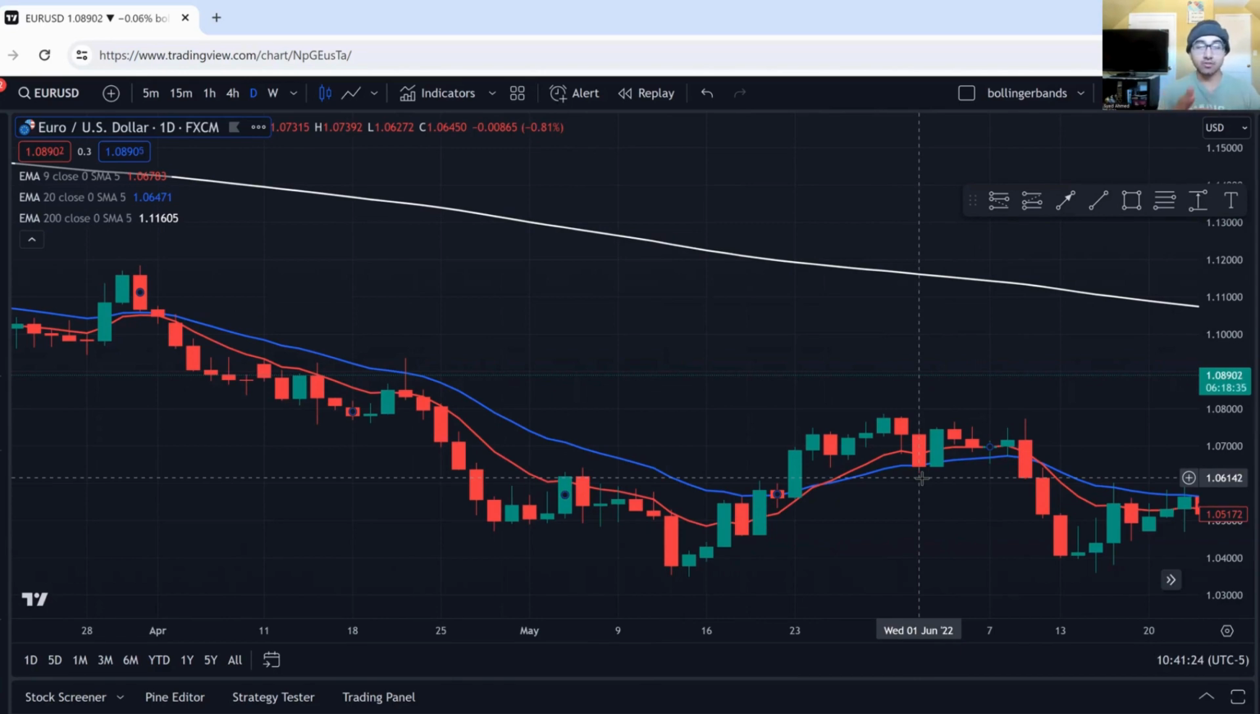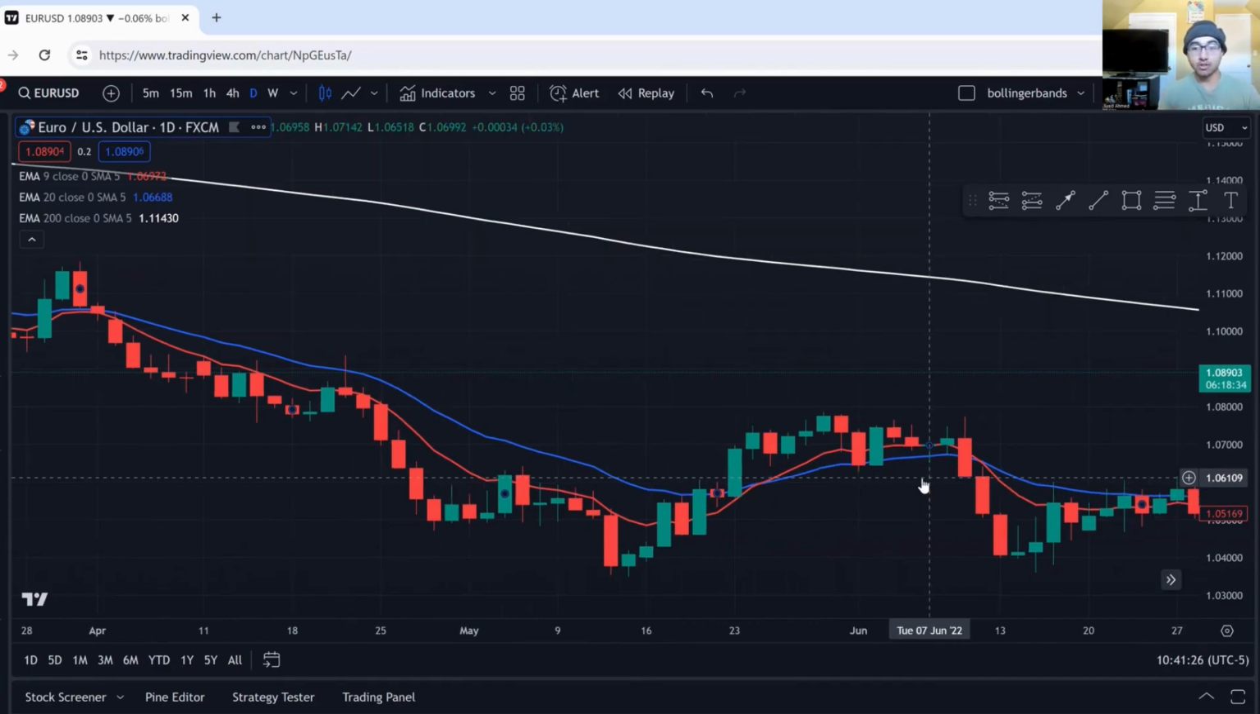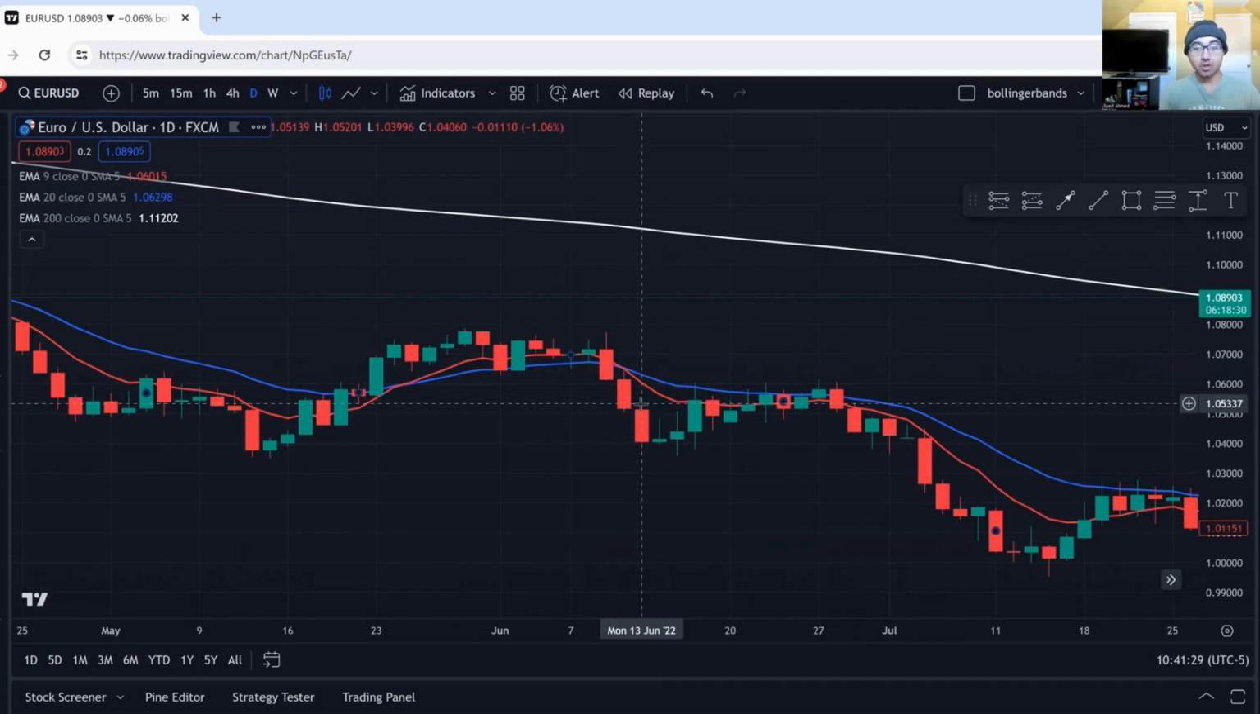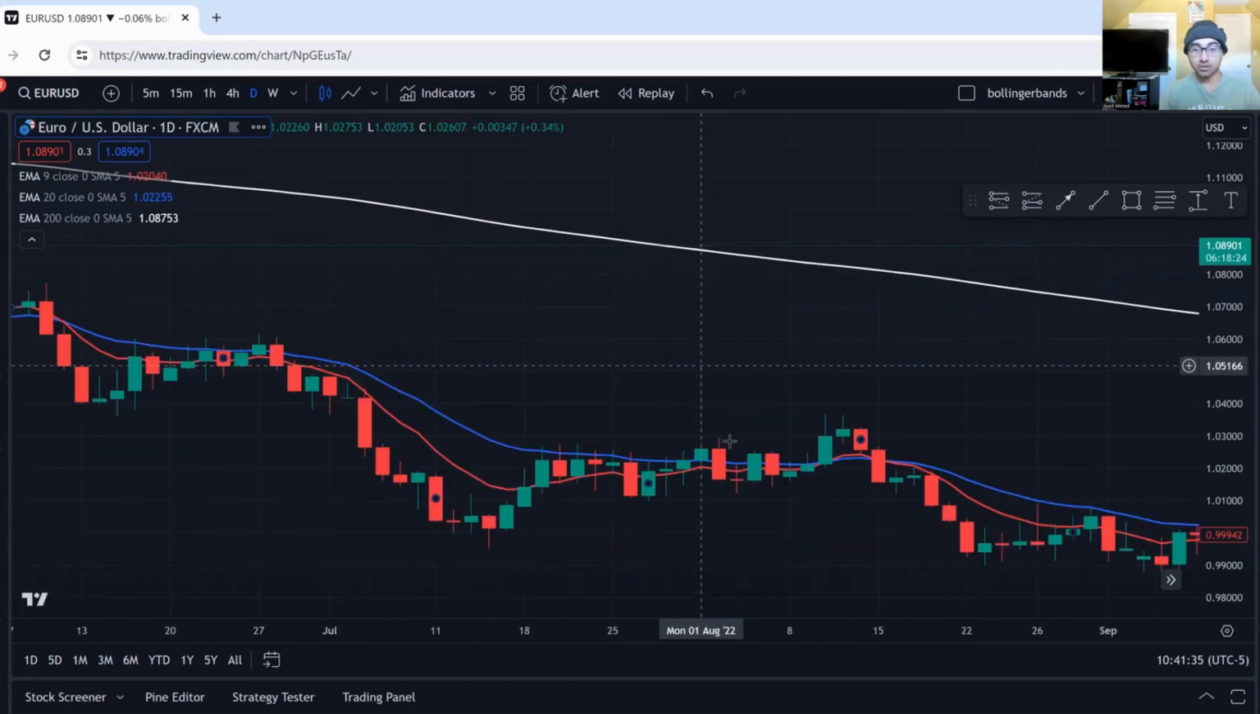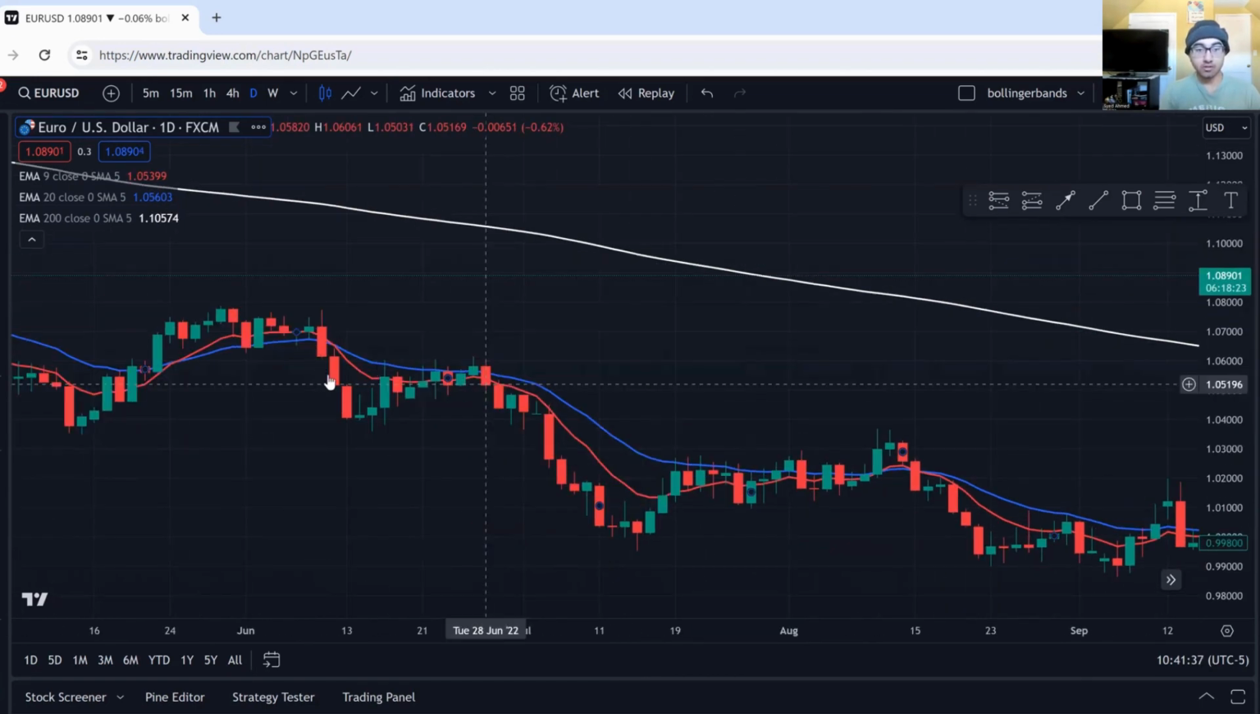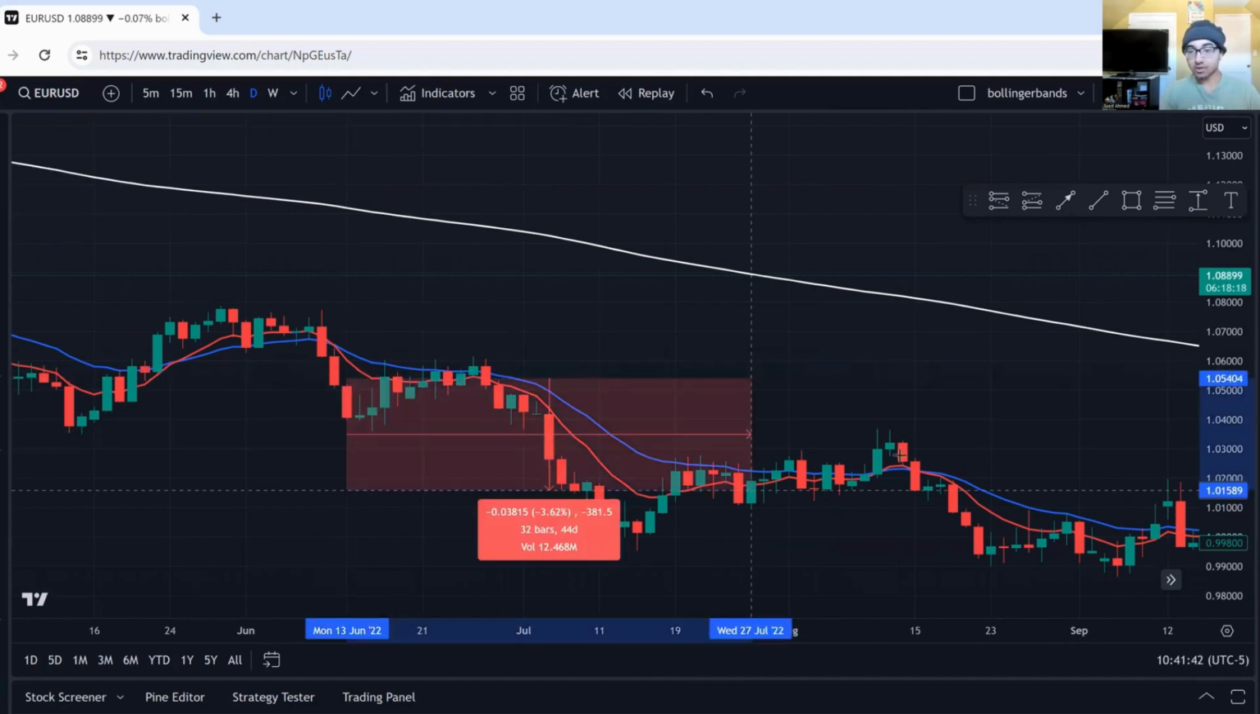And we're going to talk about this in a future video as well. It's very important. But you'll notice again, when we close below, and the 9 period is below the 20 period, and the 20 is below the 200, what do you get? You get a very, very strong downtrend, right? So you can catch this literally from here to here.